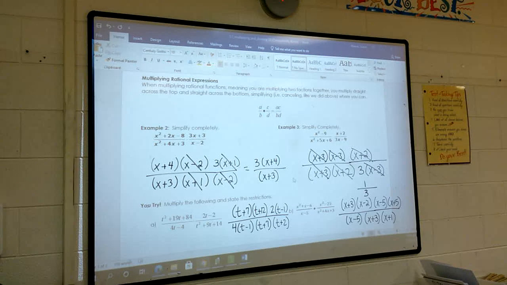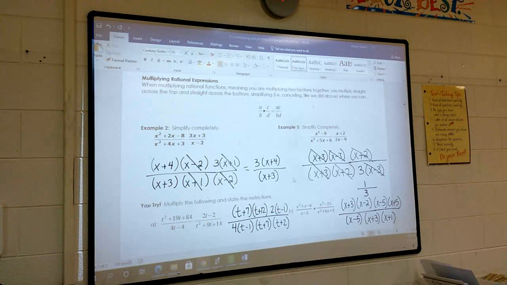All right, so in A, on the top left, you're saying what multiplies to give you 84 and adds to give you 19. That would be 7 and 12. So we're going to do t plus 7 and t plus 12. On the top right, you have 2t minus 2, so you can take a 2 out of both of those, and you're left with t minus 1. In the bottom left, you have your GCF of 4. You can take a 4 out of both of those, and you're left with t minus 1 also.